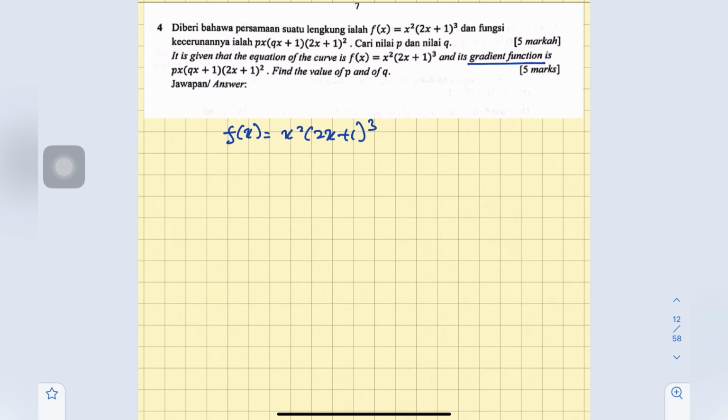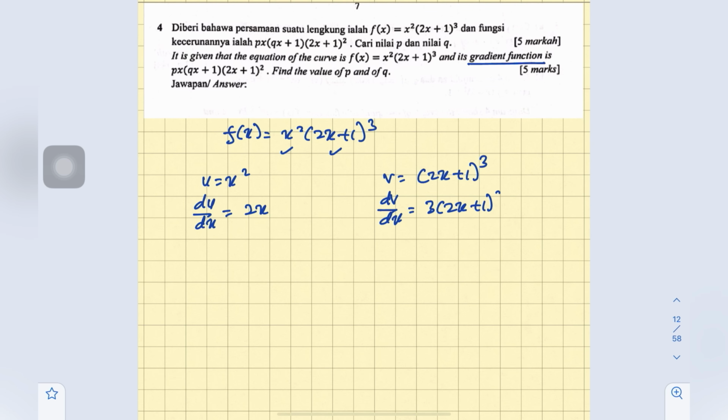Okay, so this is the product of two functions, so we can use the product rule to find dy/dx or f prime of x. This is u and this is v. So u is x squared. Differentiate u in terms of x, du/dx equals 2x. v equals (2x + 1) cubed. Differentiate v in terms of x, we get dv/dx equals 3(2x + 1) squared times 2, which equals 6(2x + 1) squared.